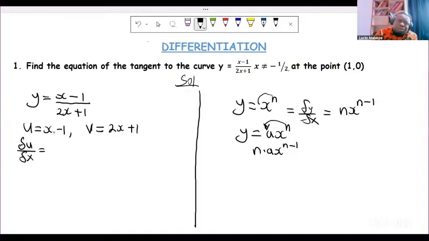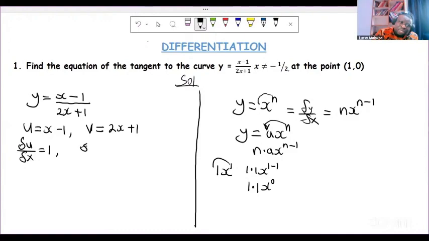So this would now look like this. Since this is 1x, because when you have a variable like that, the coefficient is automatically 1, and the power also is 1. So you do 1 times 1x to the power of 1 minus 1. And we know that 1 minus 1 gives 0, and anything to the power of 0 is 1. So 1 times 1 times 1 is 1. So if you differentiate this x, you get 1.